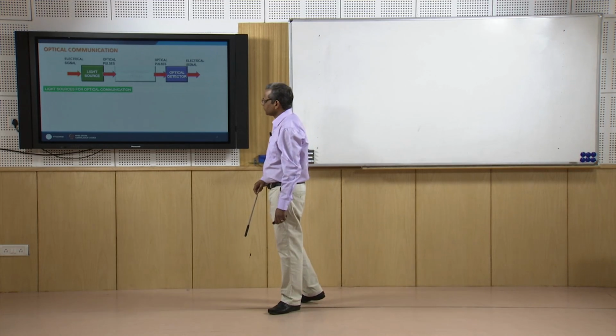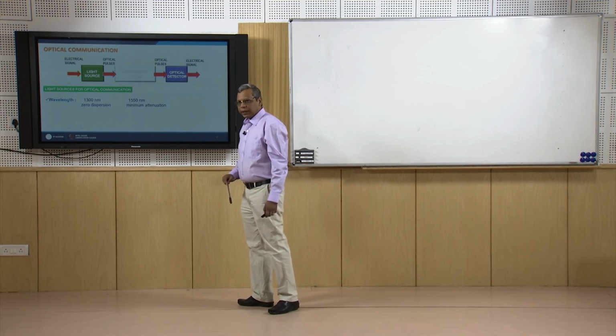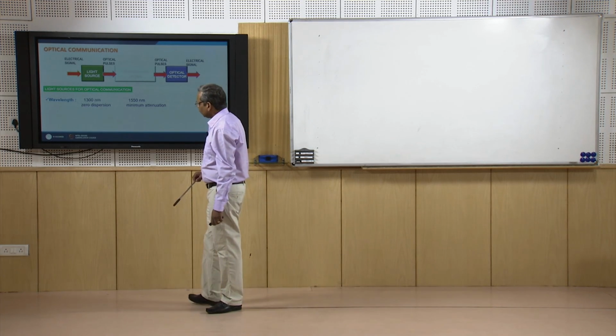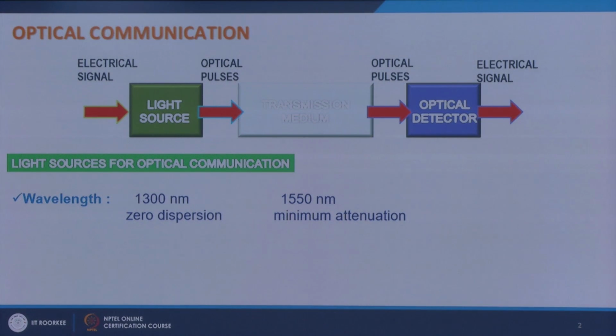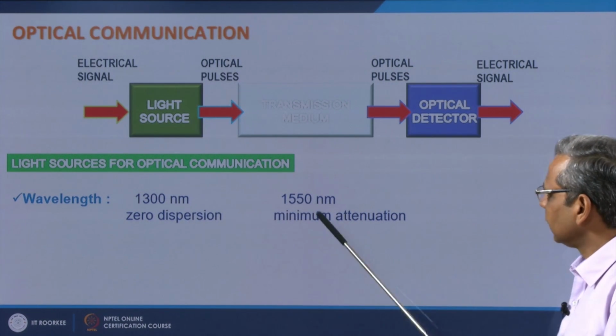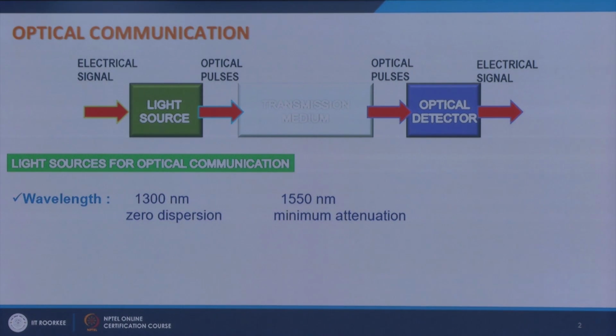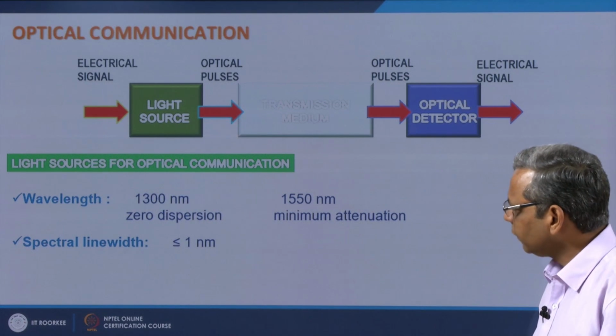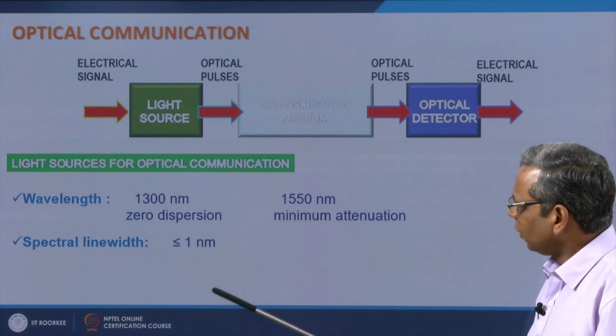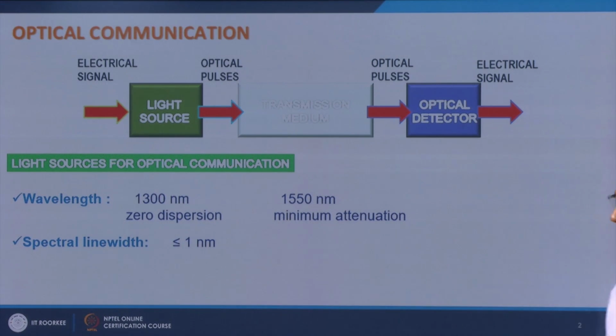What are the requirements? Optical communication is primarily done at two wavelengths, 1300 nanometer wavelength, which is the 0 dispersion wavelength, and 1550 nanometer wavelength, which is the minimum attenuation wavelength. So, our sources should be able to give me these wavelengths. Then I should have a line width as small as possible. Typically the line width should be smaller than or of the order of 1 nanometer.